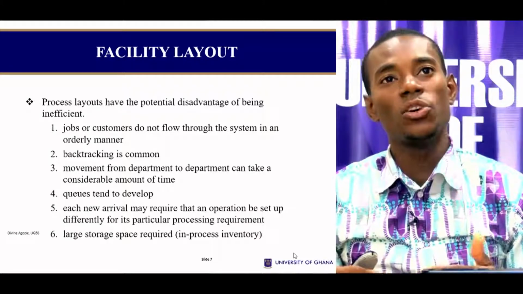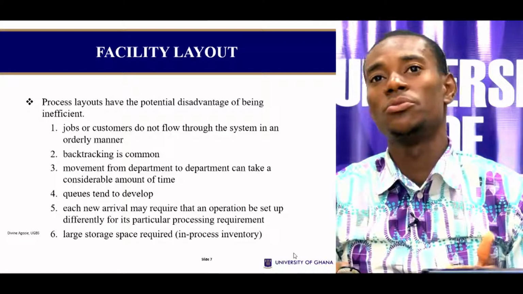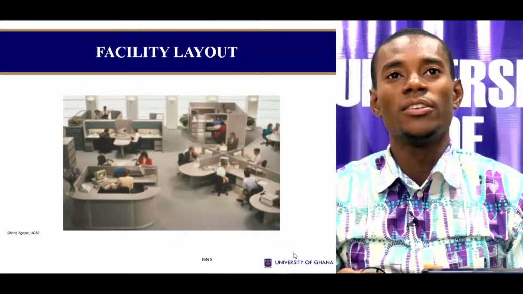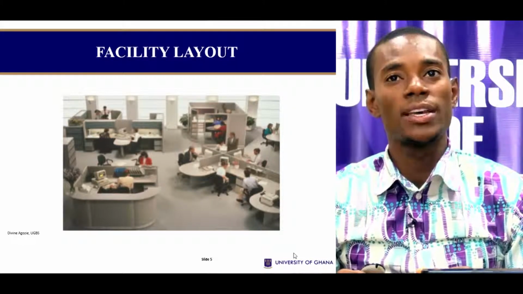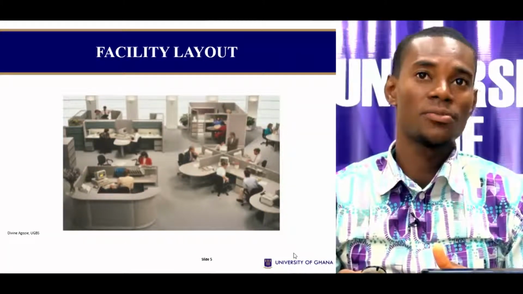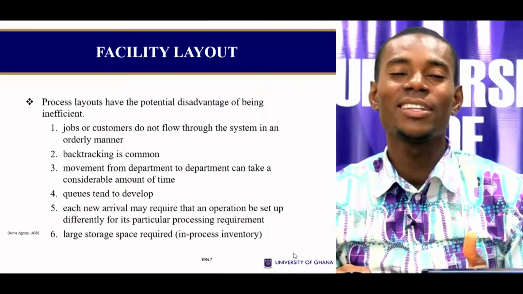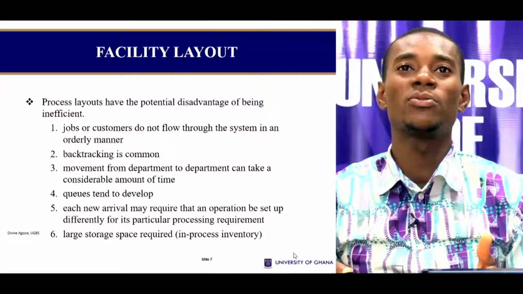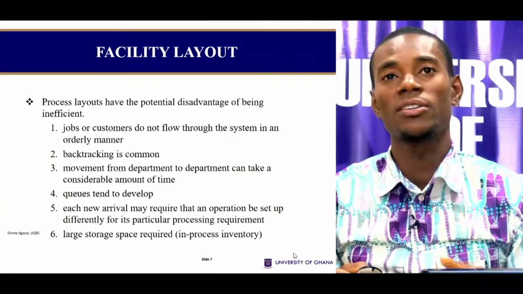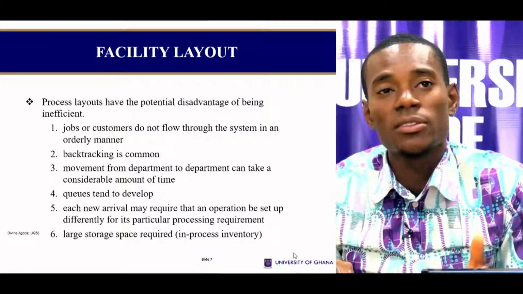We are saying that jobs or customers do not flow through the system in an orderly manner. If you take your mind back to the image that we posted, let's go back and check it. See, there isn't a specific order in which work could be done here. You could start from one point, move to another place, come back to where you started before you move to another place. This could result in some inefficiencies because you find issues of backtracking. And so that's the second point: backtracking is common. You find yourself moving back and forth in just getting one particular service.